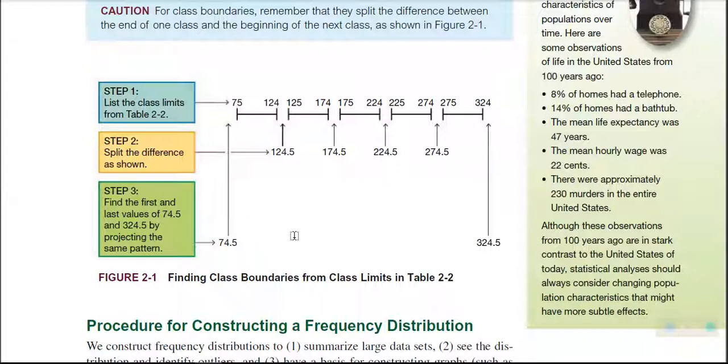So, ang pinakamababang class boundary natin ay syempre yung lower class boundary ng first na class, which is 74.5. And then, syempre, ang pinakamataas natin na class boundary ay yung 0.5 plus the value from our last upper limit. So, ang huling upper limit natin from the last class is 324. Add 0.5, we have 324.5.